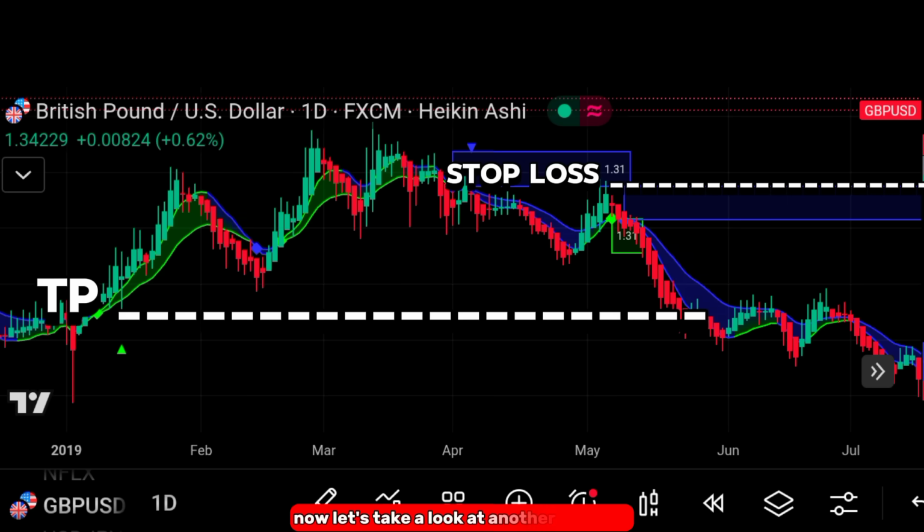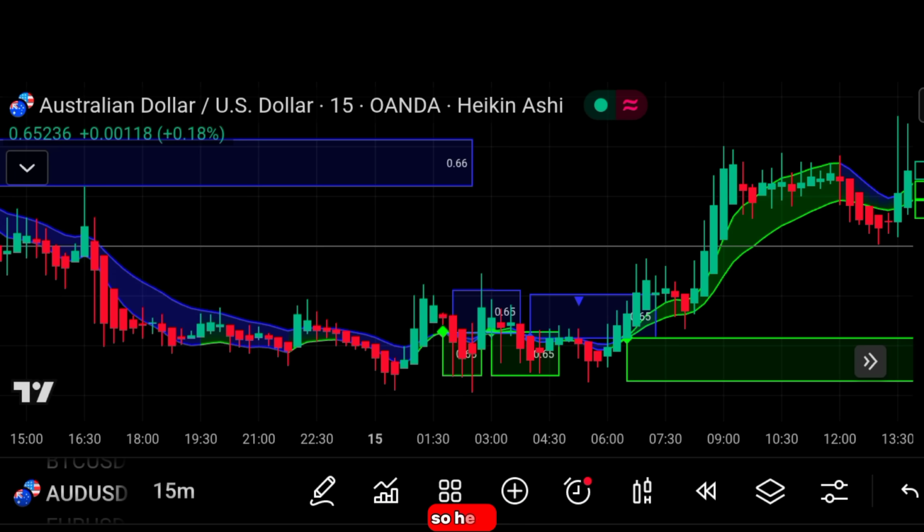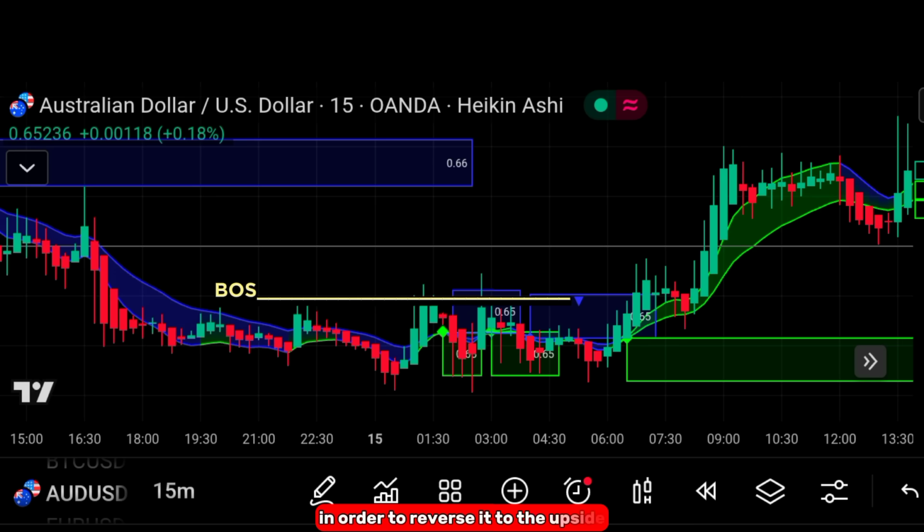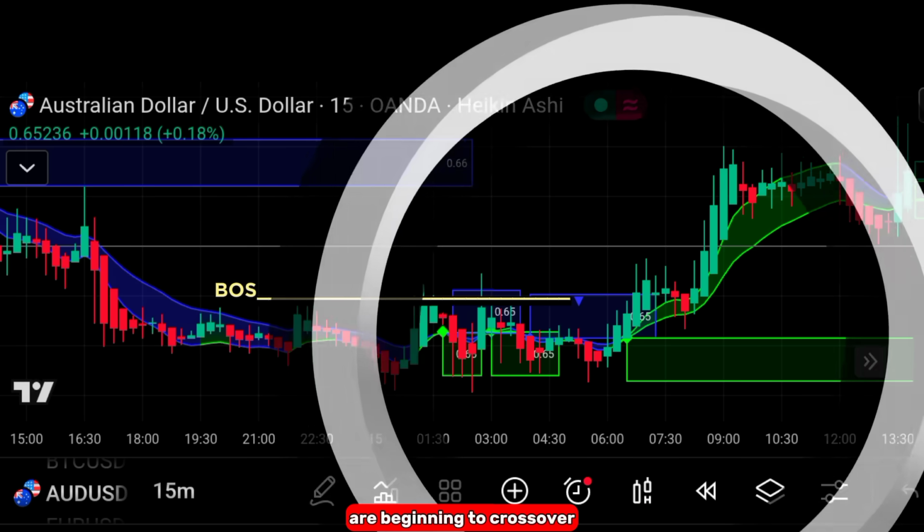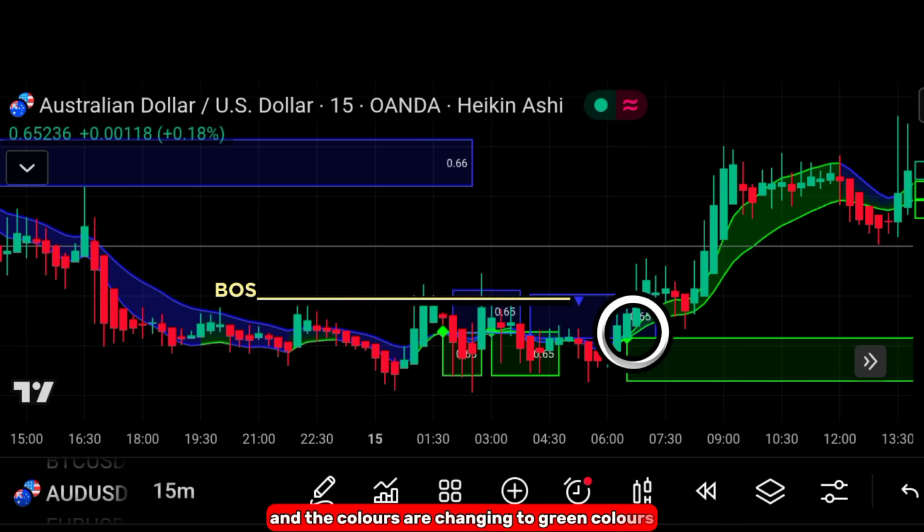Now, let's take a look at another example. So here we have the market breaking the last trend structure, which was a downtrend, in order to reverse it to the upside, into a new uptrend, and after that has happened, you can see that the moving average lines are beginning to cross over, and the colors are changing to green, and after that, a buy signal from the indicator appeared, giving you the confidence to buy the market.